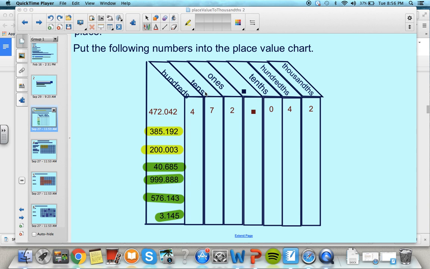Notice how this 7 is in the tens place. That would be like having 7 tens rods. So our 7 represents 70. Not 7, not 700, but 70.